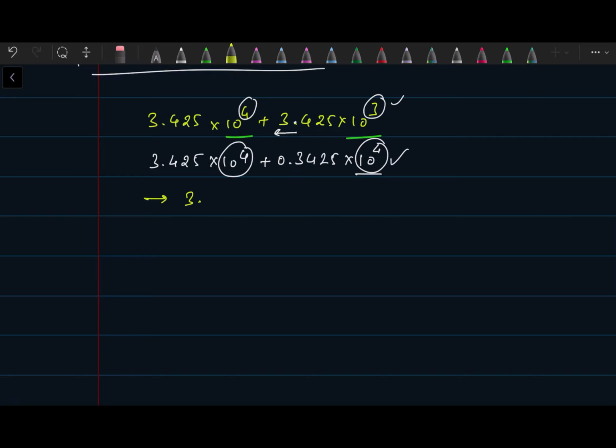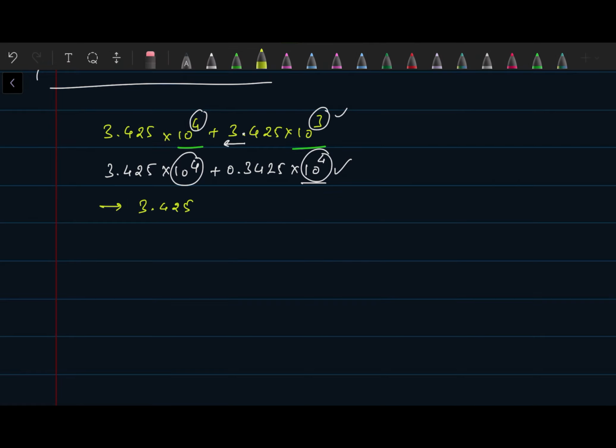add the values. So we are going to get 3.425 into 10 to the power 4 plus 0.324 into 10 to the power 4. So finally you can add both the values, that is 3.425 into 10 to the power 4 plus 0.3425 into 10 to the power 4. You can directly mention the value 3.7675 into 10 to the power 4. So you are going to get the value, and here 10 to the power 4 is going to be common, so we can get the value in this way also.